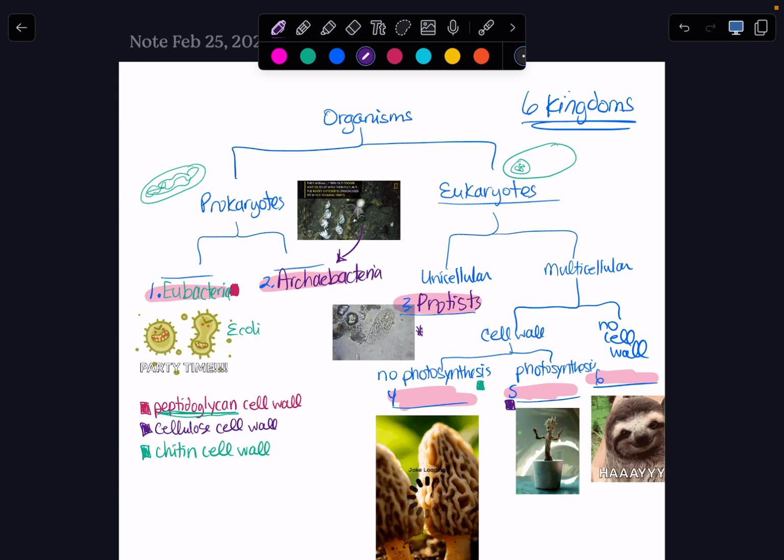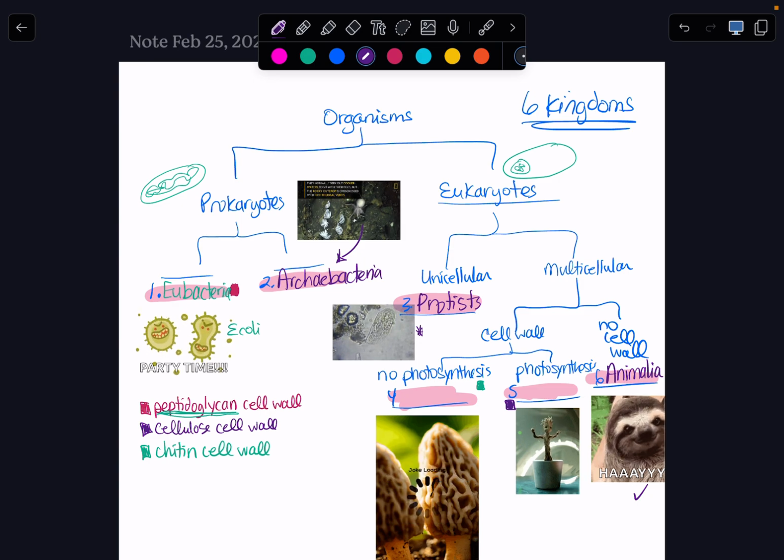If we go over then to the multicellular, we further divide it into no cell wall versus cell wall. If we have no cell walls in our multicellular organisms, that would be us, right, the animals. So this is kingdom Animalia. We've got a nice little sloth here representing all of the animals.